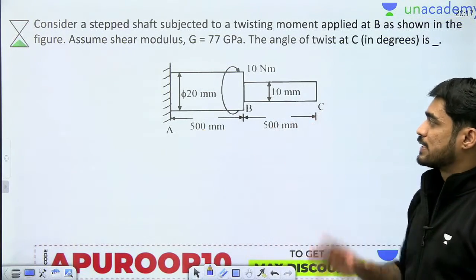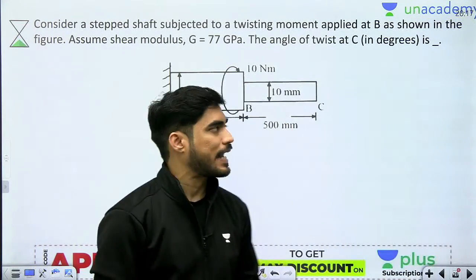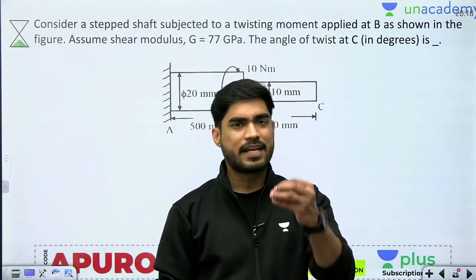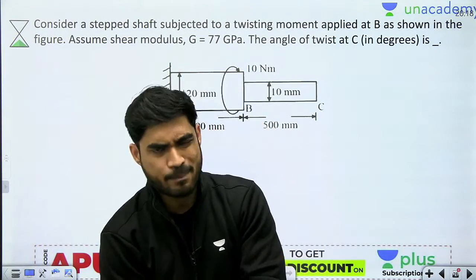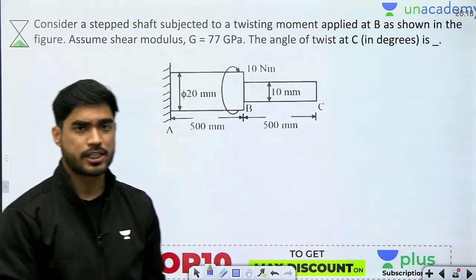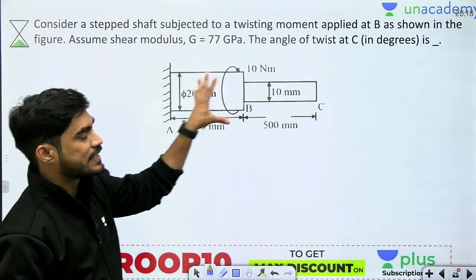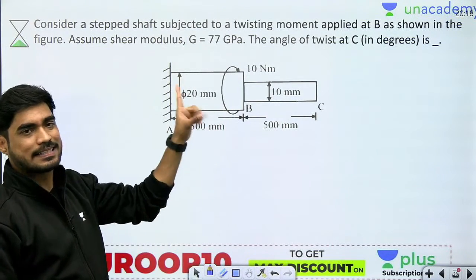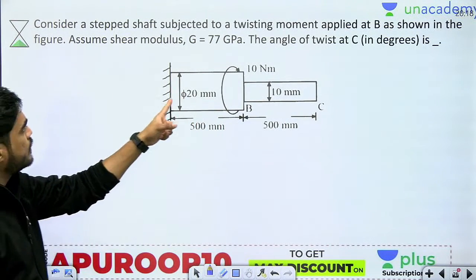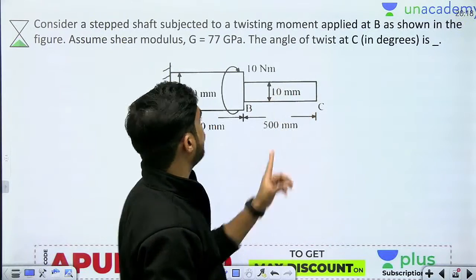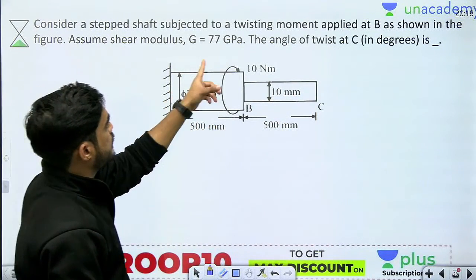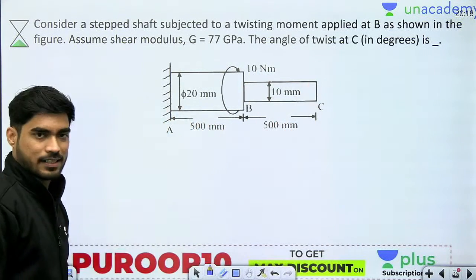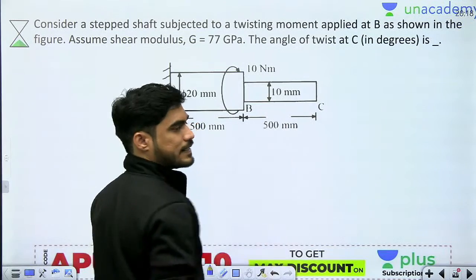Okay. So the first question that I have brought is based on the calculation of angle of twist. So angle of twist की calculation पे you will get a lot of PYQs, especially in case of stepped shaft. So this is a question of calculation of angle of twist in a stepped shaft. Understand? A stepped shaft is subjected to twisting moment at B. Assume shear modulus G equals to 77 gigapascal. Angle of twist at C is. You need to find the angle of twist at C.